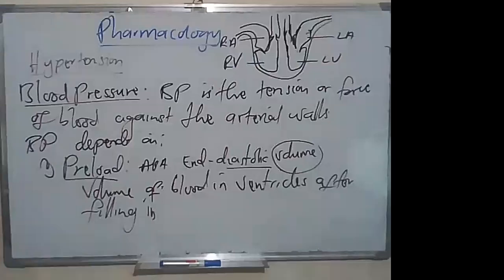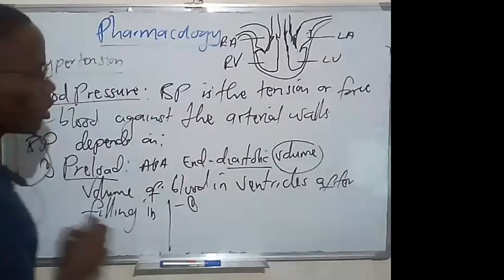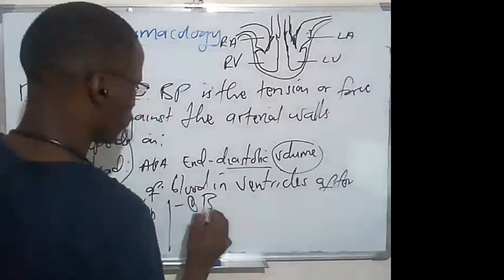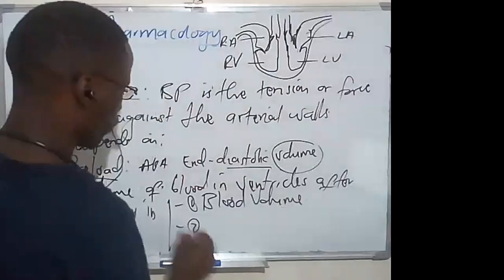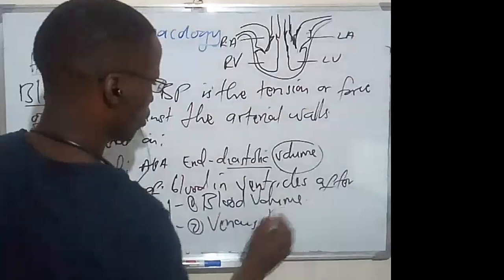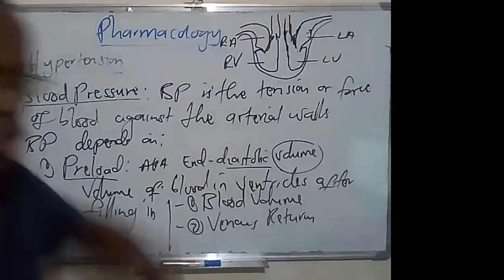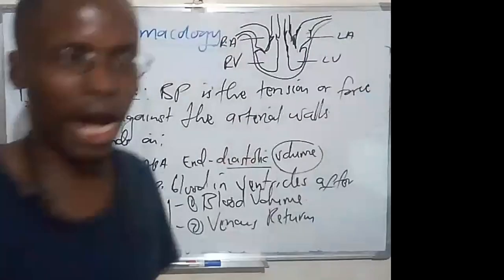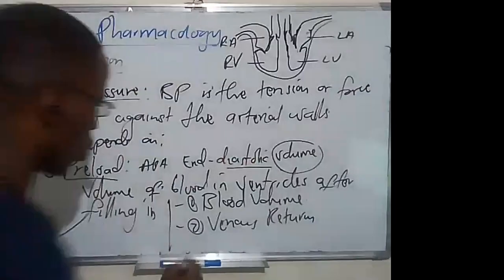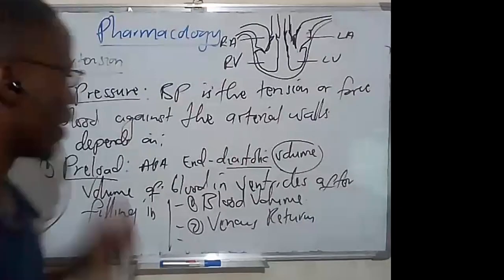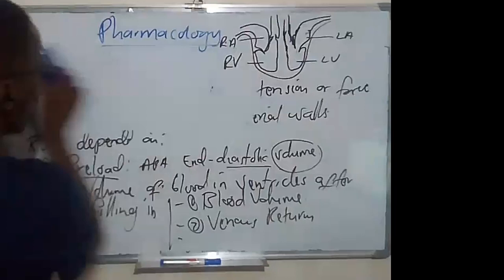Now, this preload also depends on certain factors. It depends on things such as blood volume and what is called venous return. That is, how much blood is coming into the heart from the vascular system, from the rest of the body, and then comes back into the heart. That is what is called venous return. So preload depends basically on those, and also the contractility of the heart.